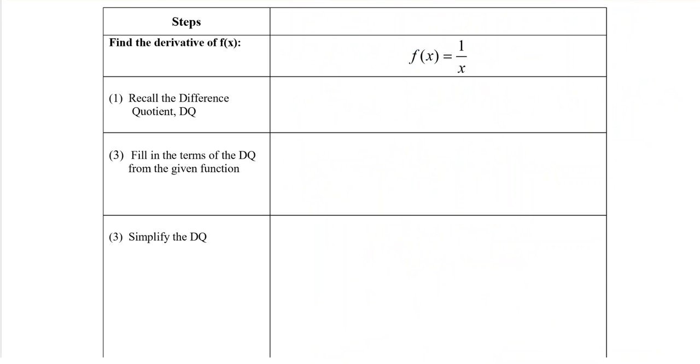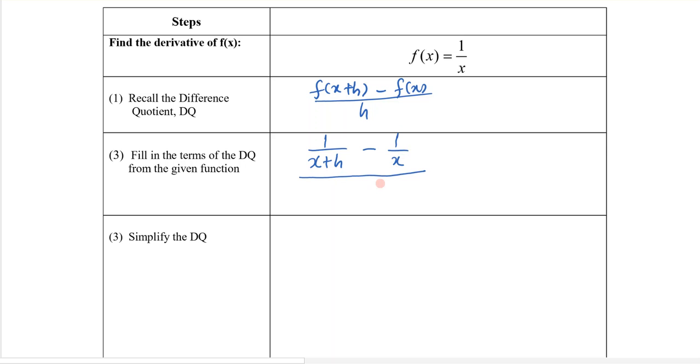So in this one, f of x is equal to 1 over x, and we have to find the derivative. So first thing we know is the difference quotient is given by f of x plus h minus f of x over h. And if you want to write the value of f of x plus h, the input you're going to replace by x plus h. So we get 1 over x plus h minus f of x, whole thing divided by h. And now we have to simplify this.